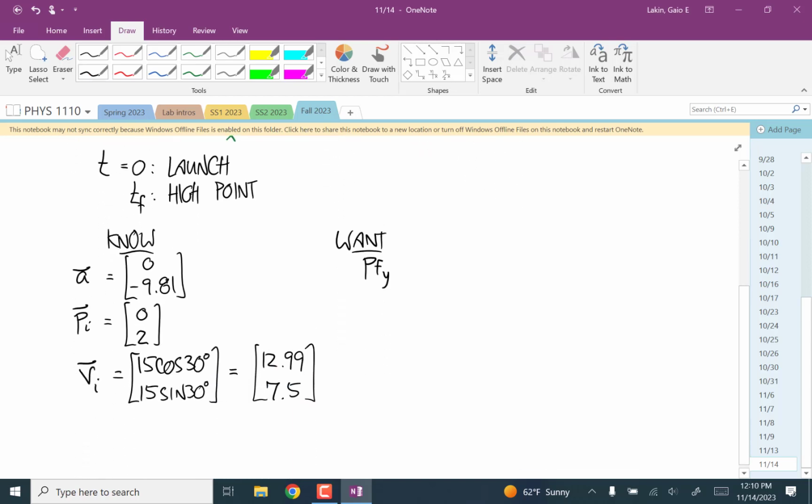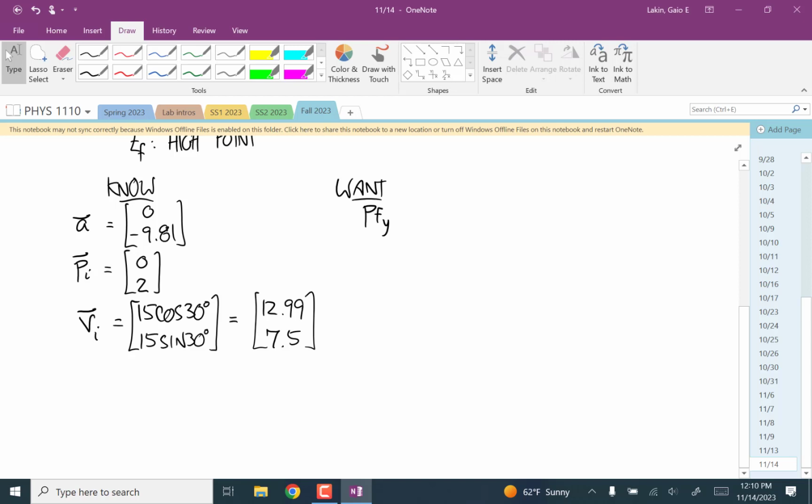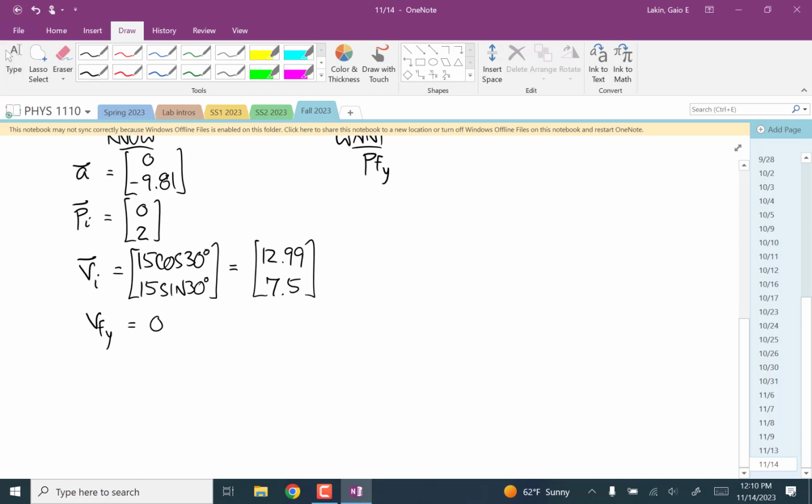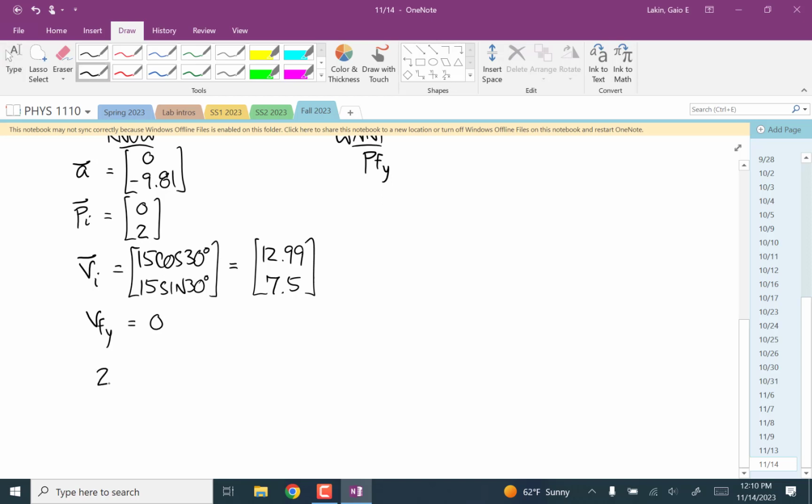And then if you're looking for the highest point, as soon as you see something about the highest point, you're just itching to write this down. And finally, it's time: VFY is equal to 0. And you can find PFY using this equation, 2AY times the quantity PFY minus PIY is equal to VFY squared minus VIY squared.